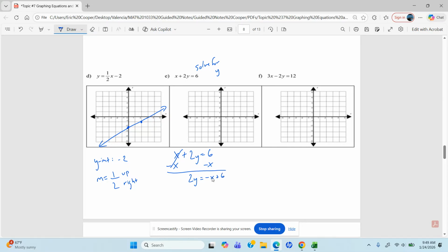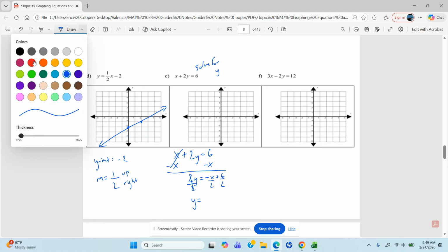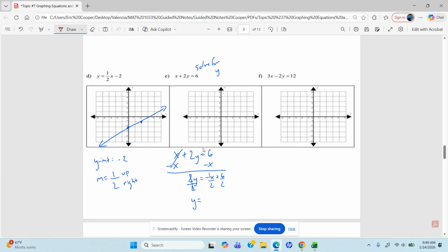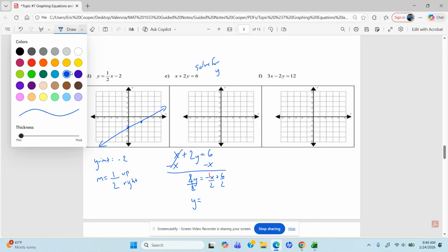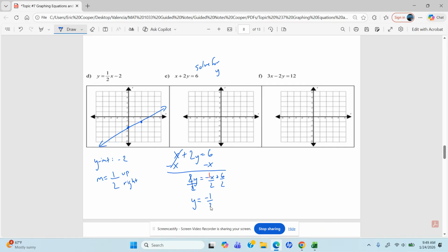2y is equal to negative x plus 6. Now you'll notice I put the x first because, again, I want it to be in y equals mx plus b form, so I always like to have the x part first. Next, I'm going to divide everything by 2. And by doing that, I get y by itself. y equals negative x over 2. And again, there's no number here, so if we need to, we could put a 1 there. So this is really y equals negative 1/2 x, and 6 over 2 gives me 3.